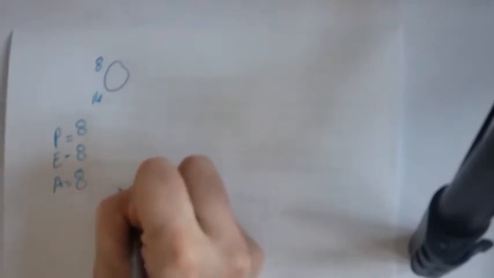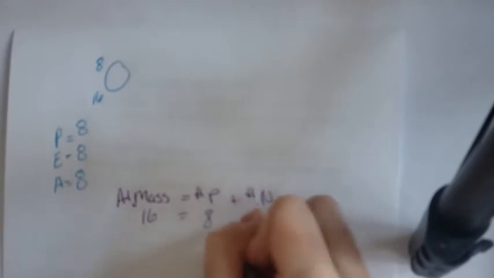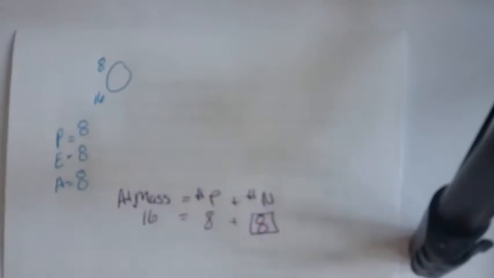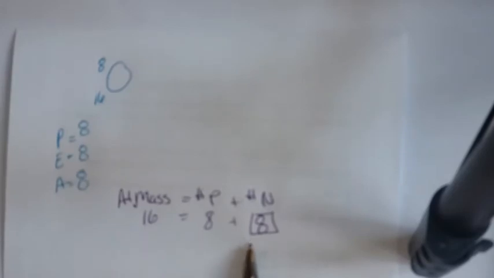So my atomic mass is equal to the number of protons plus the number of neutrons. Well, in this case here, my atomic mass is 16. Number of protons is 8 plus some number of neutrons. So I have to ask myself, 8 plus what gives me 16? Or I can just go 16 minus 8. And the answer is actually 8 as well. So in this case here, the number of protons and number of neutrons are the same, but they don't have to be, like in our first example.